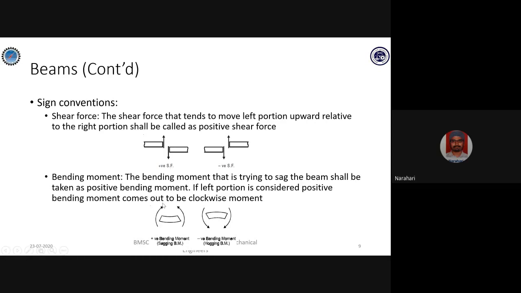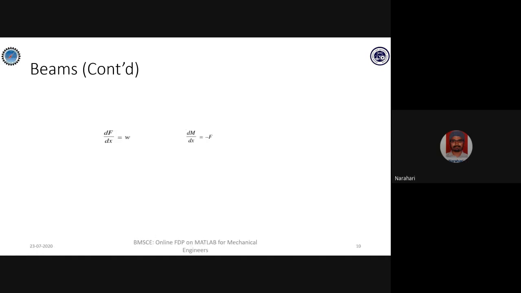So sagging bending moment, when you take the left side of a particular cut portion, translates to clockwise. That is, clockwise bending moment is positive, and negative bending moment would be anti-clockwise on the left-hand side of the cut portion. So these are the general conventions that are universally taken.